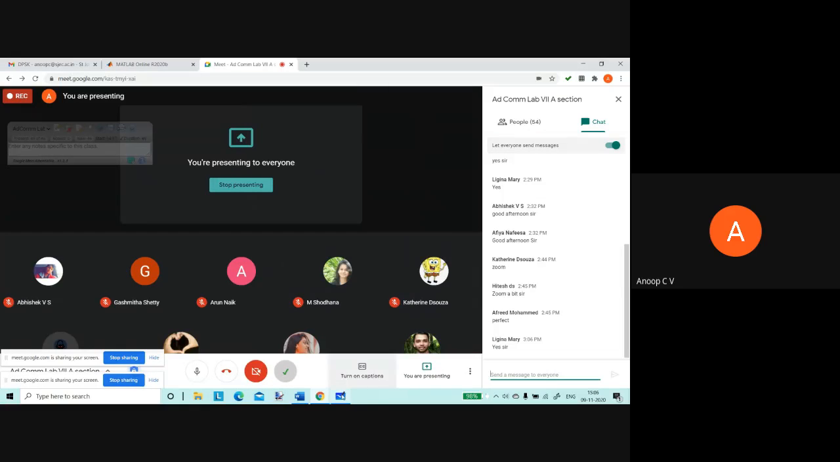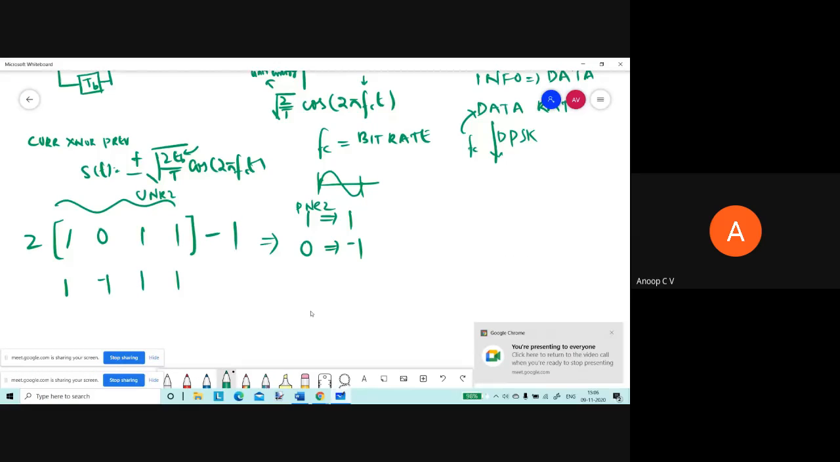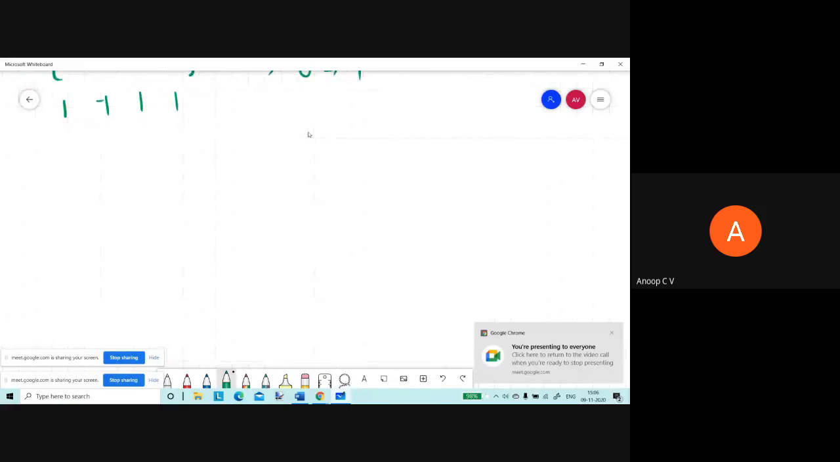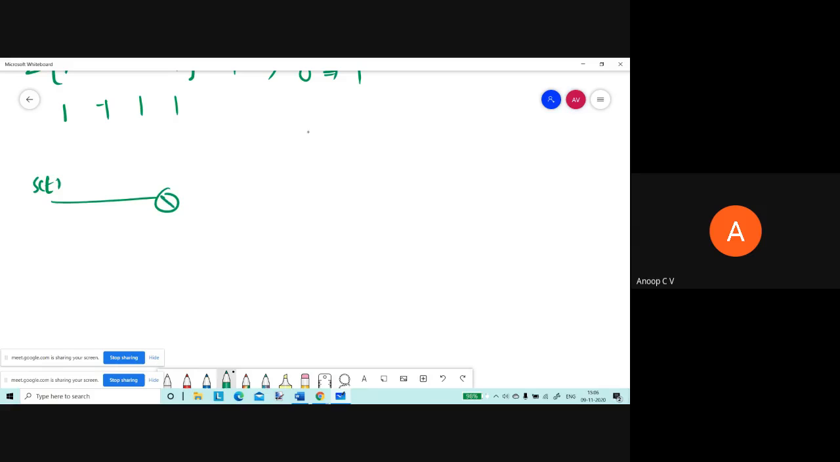Now for demodulation, initially I'll just tell what the mathematical model of this demodulated signal is. What we have is the modulated signal, so I'll call it S of t for convenience. Normally in BPSK, this S of t is coherently demodulated, with a local oscillator producing cos 2 pi FCT. This is not the case of non-coherent detection; I'm just telling what normally happens in BPSK coherent detection.